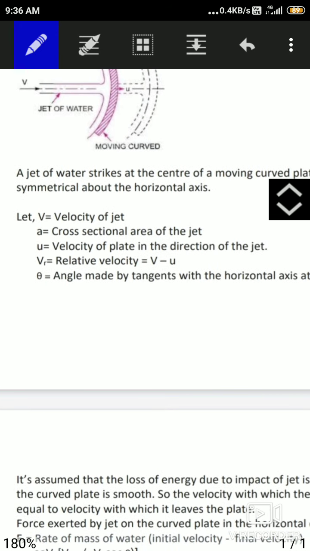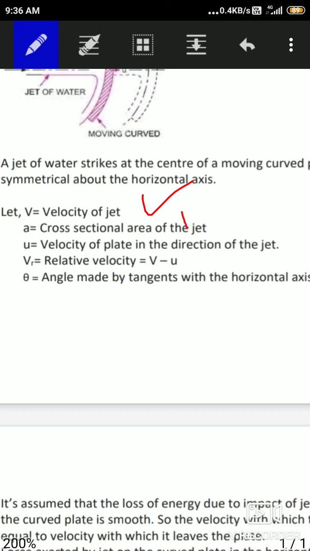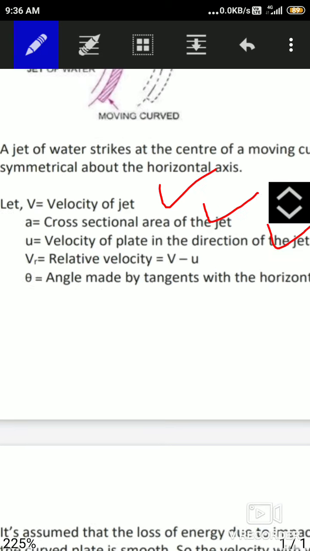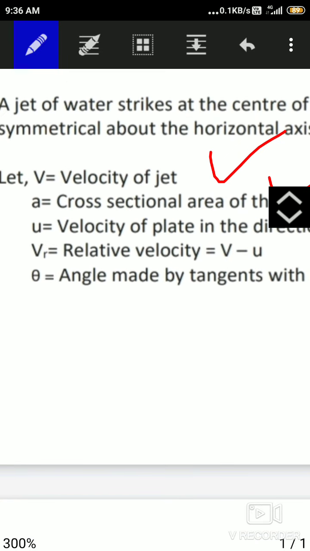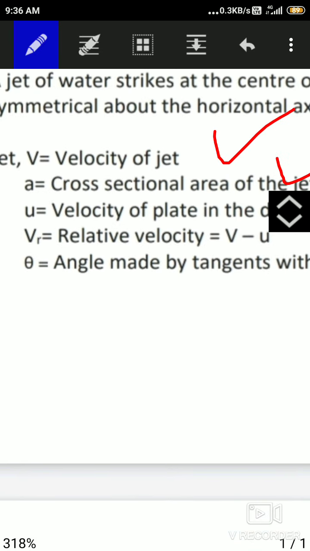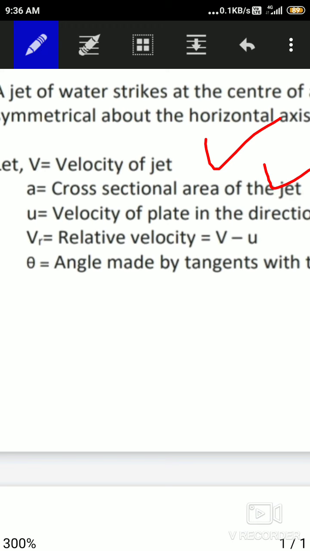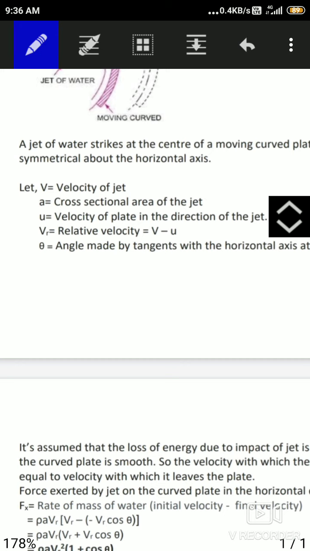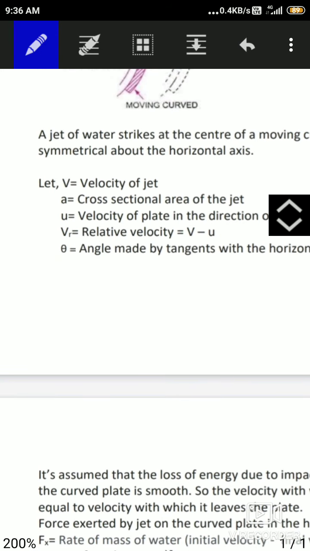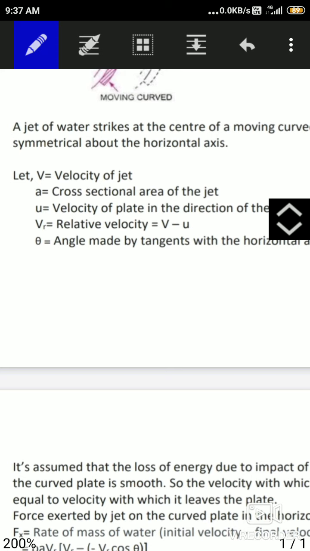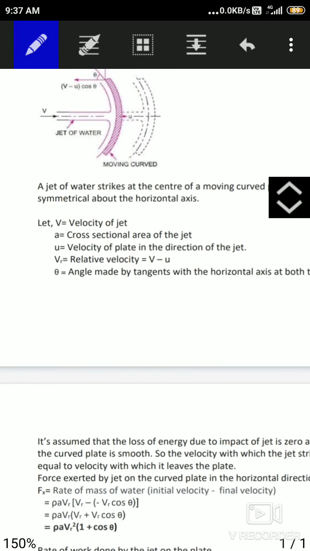Let v be the velocity of jet, a the cross sectional area of the jet, and u the velocity of the plate in the direction of the jet. Here one new term we are adding: we are giving a symbol to this relative velocity, that is vr. Previously we didn't use vr, but from now onwards we will use that symbol. That means vr is the relative velocity, and it is equal to v minus u.